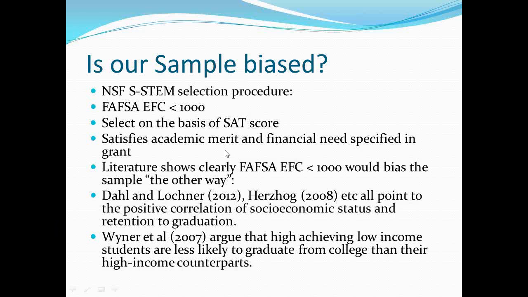So, you know, there's some literature to show clearly that socioeconomic status impacts significantly on college success, and I think it's reasonable to assume that a FAFSA EFC score of less than 1,000 is correlated with socioeconomic status. But so this cut would actually bias the sample, if you like, the other way.